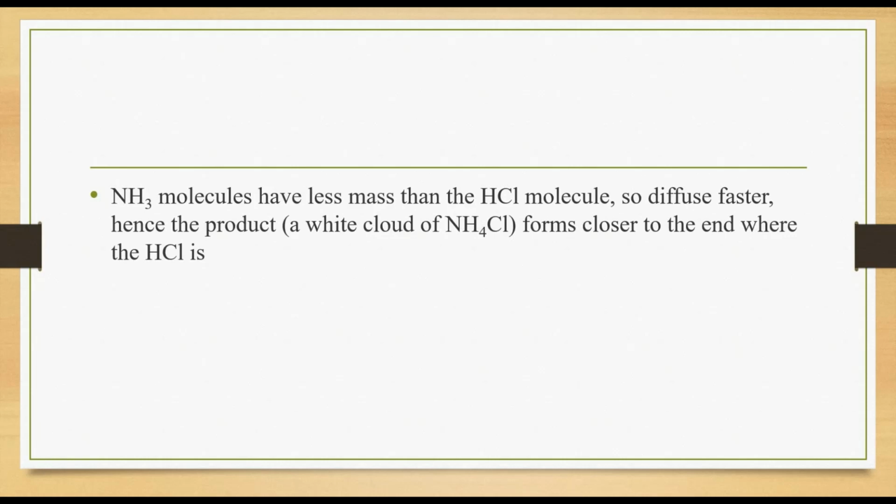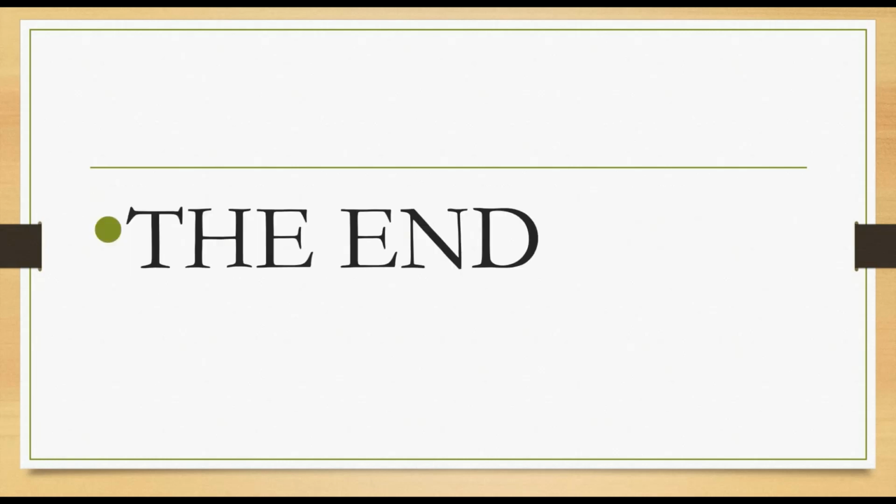NH3 molecules have a lower mass than HCl molecules, so they diffuse faster. Hence, the product, a white cloud of ammonium chloride, NH4Cl, forms closer to the end where the HCl is.